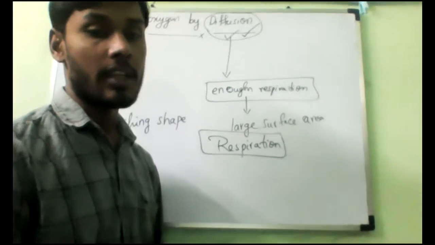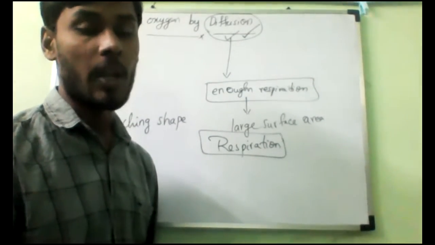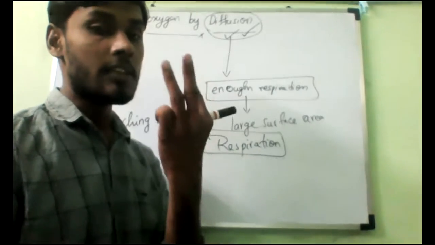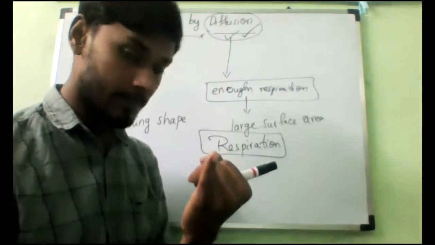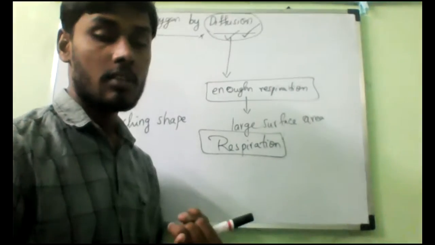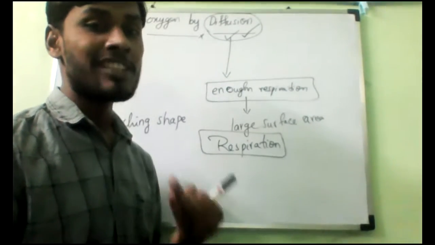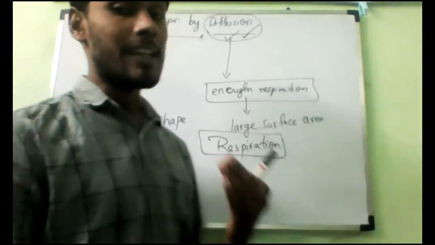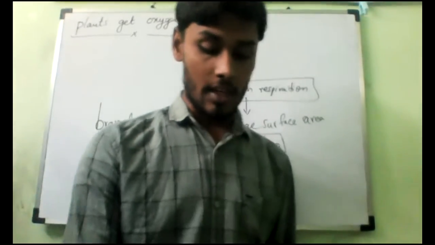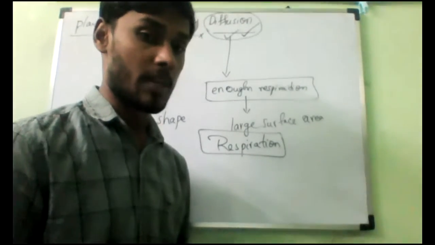If you understand this, then we will go one by one. Respiration in plants takes place in three parts: respiration in roots, respiration in stems, and respiration in leaves. Understand? So please all of you write this. Later we can go for the respiration in three different parts of the plant.